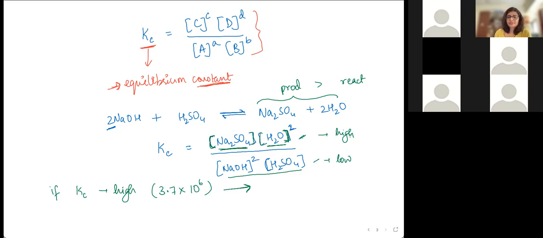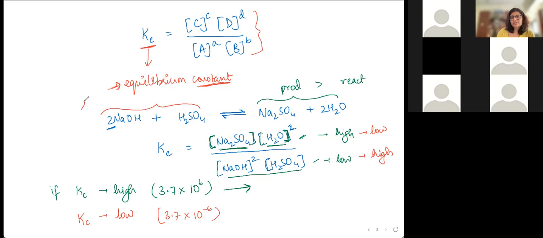Okay. Now, the other side of things, if the value of Kc is low, something like, let's say, 3.7 but 10 power minus 6. What does this mean? When will I end up so low? Yes. The numerator's value is low and the denominator's value is high. That means I have a high concentration of the reactant. The quantity of reactant is much greater than the quantity of the product. So I'm not getting enough product if this is my aim.